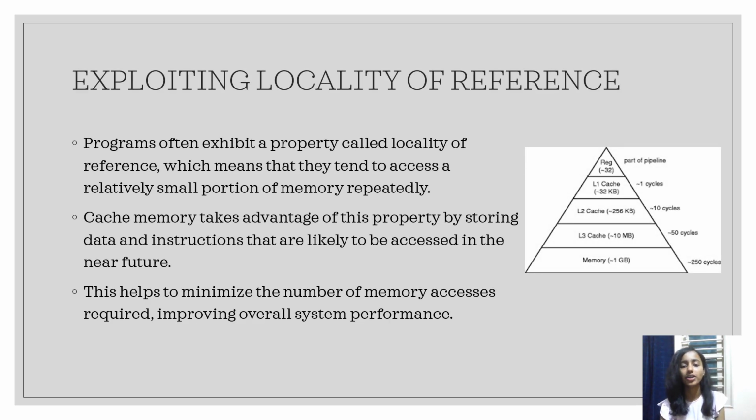Next comes the exploiting locality of reference. Programs tend to exhibit temporal and spatial locality of reference. Temporal locality refers to the tendency of programs to access the same data repeatedly over a short period. Spatial locality refers to the tendency of programs to access the data located close to the recently accessed data. Cache memory takes advantage of this property by storing data and instructions that are likely to be accessed in the near future. This helps to minimize the number of memory accesses required, improving overall system performance.